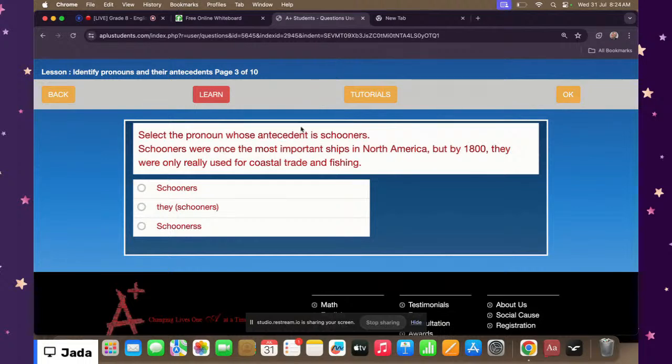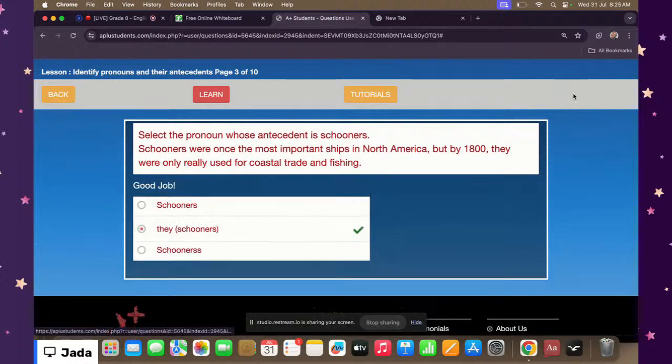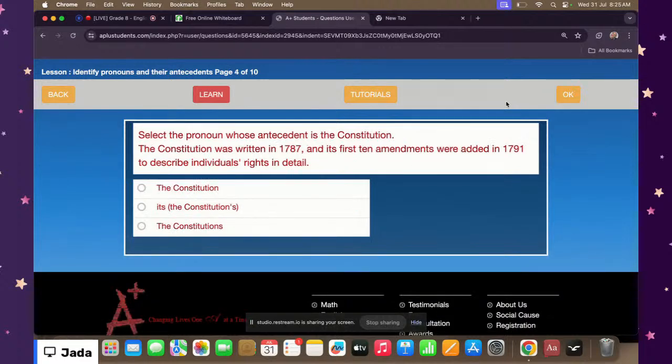Schooners were once the most important ships in North America, but by the 1800s, they were only really used for coastal trades and fishing. So, whose antecedent is the schooners? So, they. Okay?